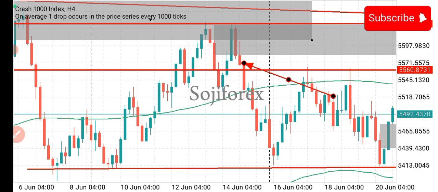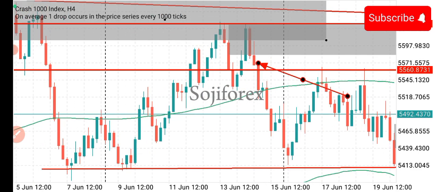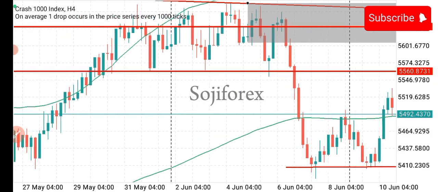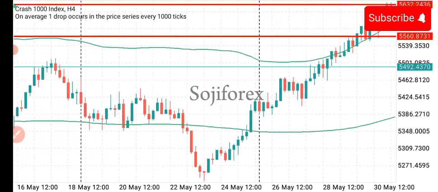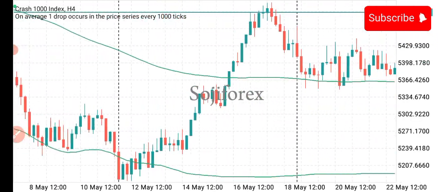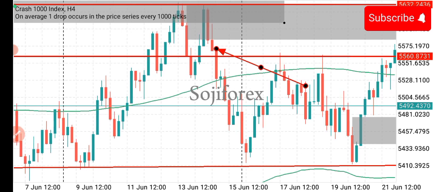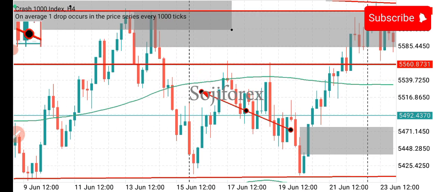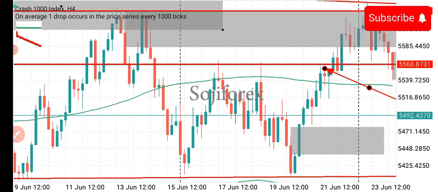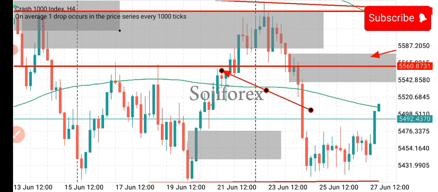So now you know why your zones fail and why some don't fail. So next time when you want to mark your support and resistance, you need to make sure that, one, your support and resistance is not against the trend. Your order block is not against the trend, because it will fail if it is against the trend. Secondly, make sure that there is no liquidity lying there.